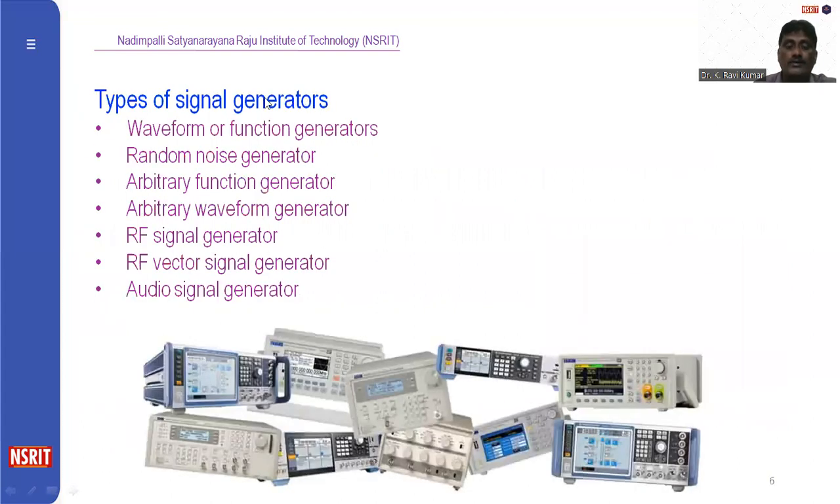We have different types of signal generators. The first one is the waveform or function generator. The others are the random noise generator, arbitrary function generator, arbitrary waveform generator, radio frequency signal generator, radio frequency vector signal generator, and the audio signal generators. We have different figures of signal generators here.